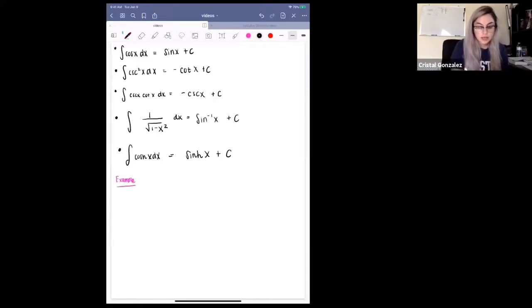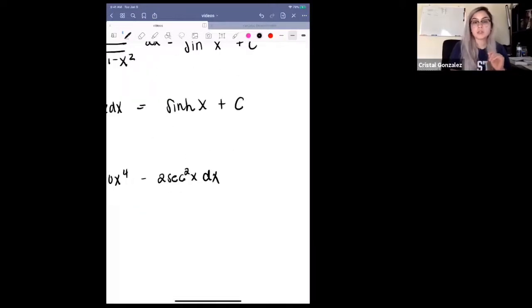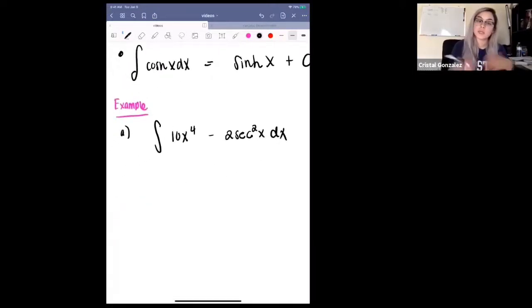Which is that if I have the integral of 10x to the 4th minus 2 secant squared x dx. Now for this, you have two choices. I have mentioned this before, where you could just integrate this because you recognize that the integral of the sum is the sum of the integrals, and vice versa for differences.